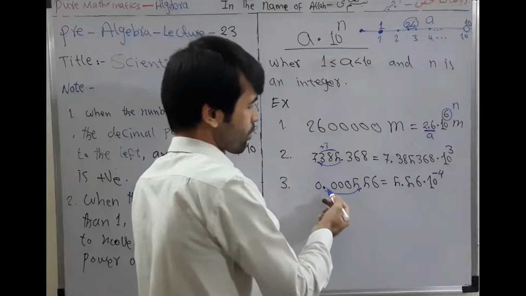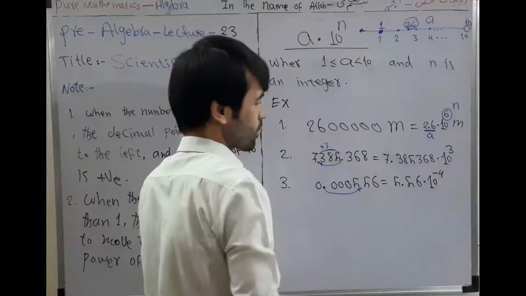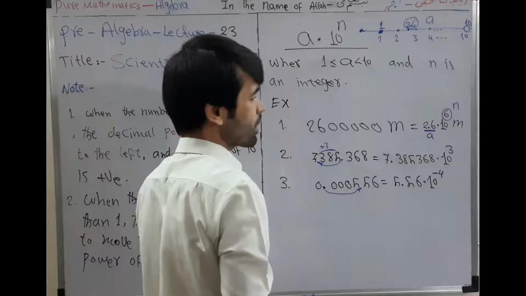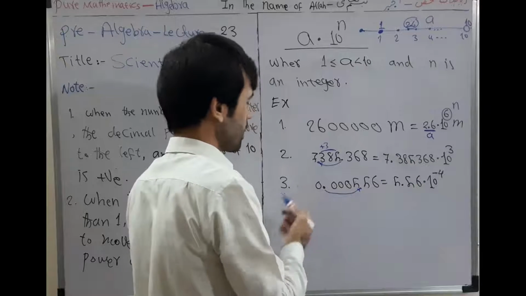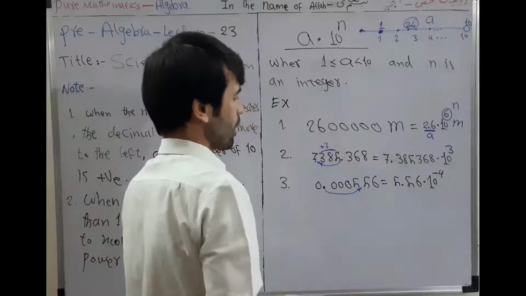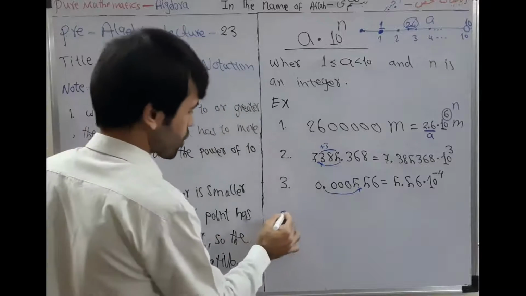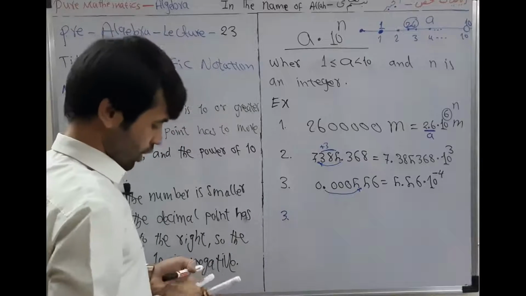The decimal point moved 4 digits. So the power of 10 will be minus 4. Similarly, every question has a decimal point. We can change it to the scientific notation.